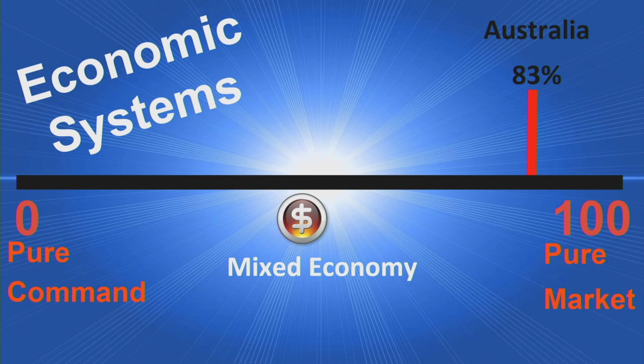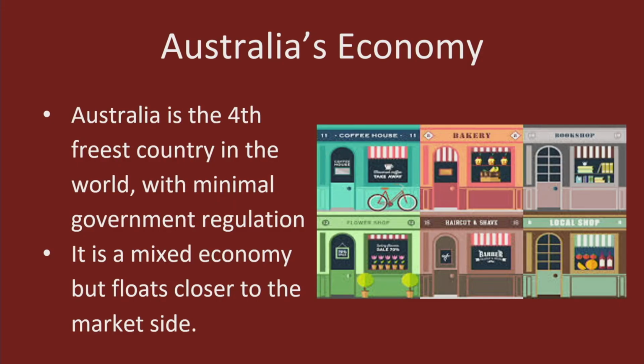They are 83% market. They are a very, very free country. Those buyers and sellers make a lot of those decisions. So Australia is the 4th freest country in the world. It has very minimal government regulation. The government is still there. They still make those safety precautions, those health hazards, things like that, but they don't really get in the way of those buyers and sellers.